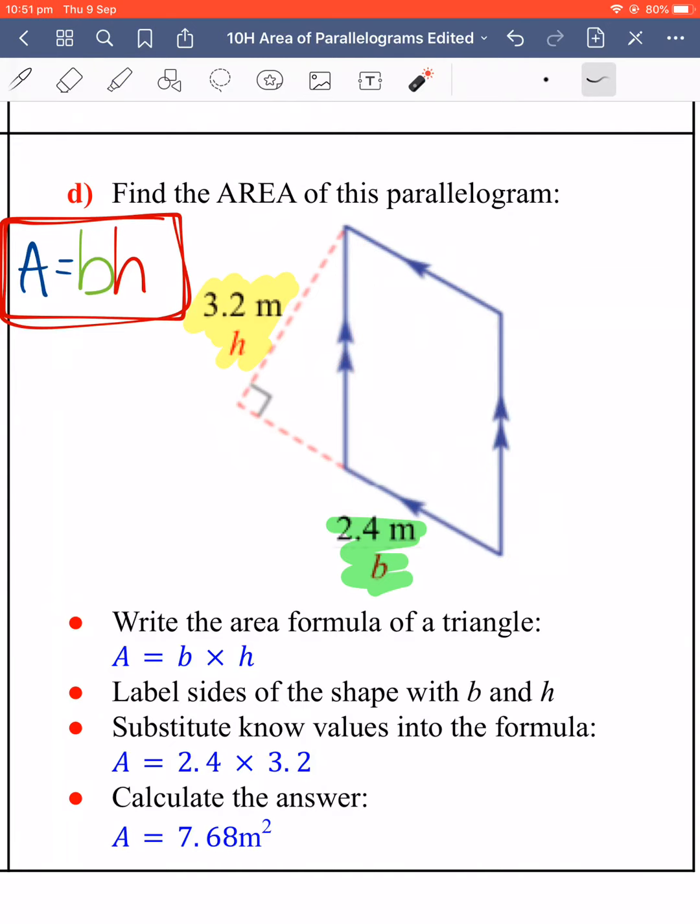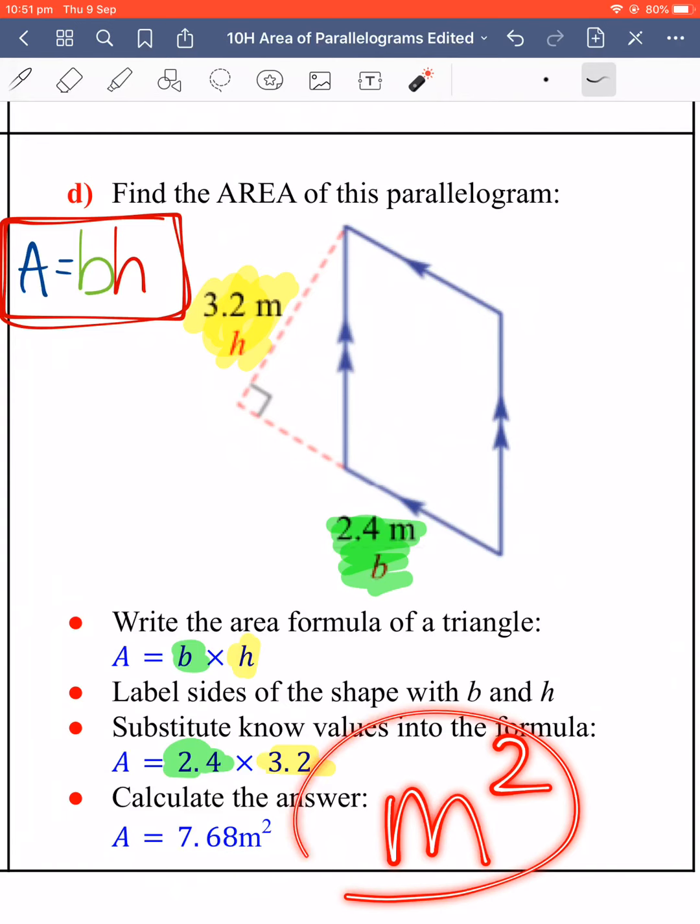So again, let's now substitute in. I've got my height here of 3.2, I can put that in. I've got my base here, which was 2.4. Put it all in, and I end up with my answer of 7.68 meters squared. Making sure in this one, if we're doing area, you're doing your units squared.